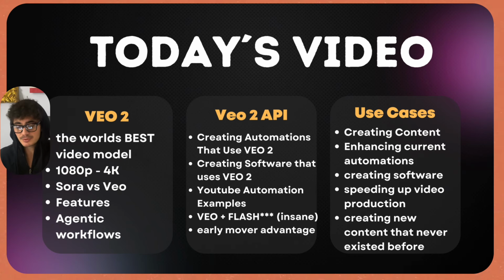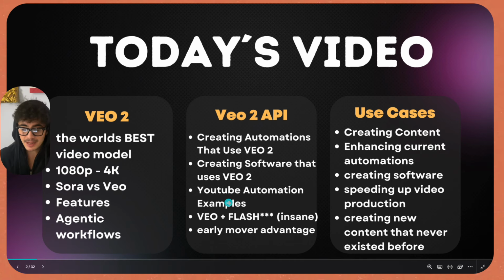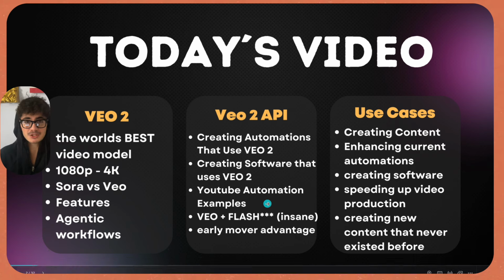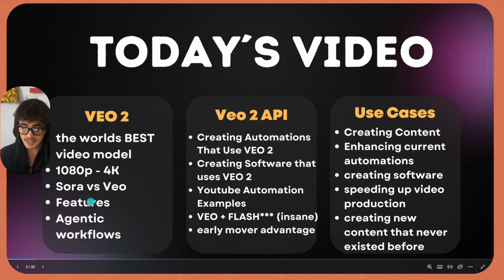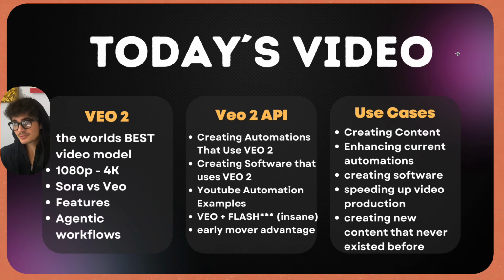But more importantly, guys, the reason why Google is so freaking powerful right now is that the combination of VEO plus Flash is going to absolutely change the world of workflows, and we're going to talk about that in today's video and how agentic workflows is going to absolutely change businesses. And after that, guys, we're going to talk about the VEO 2 API.